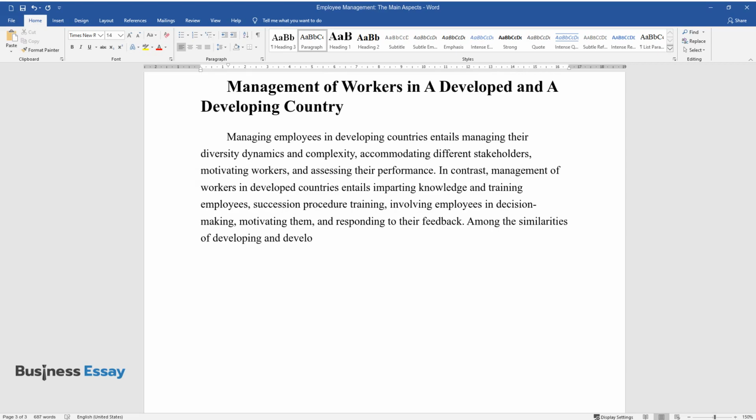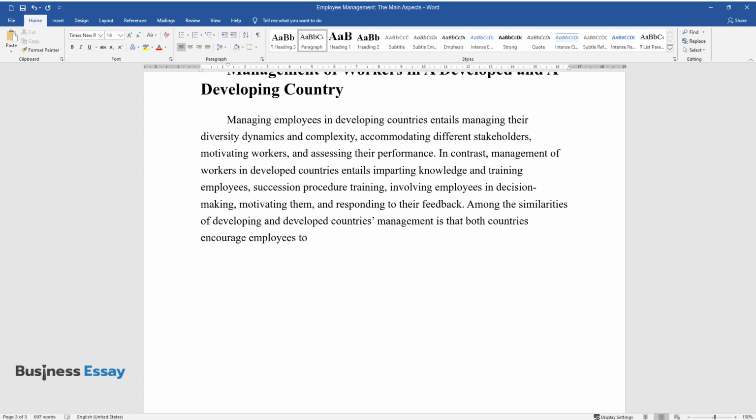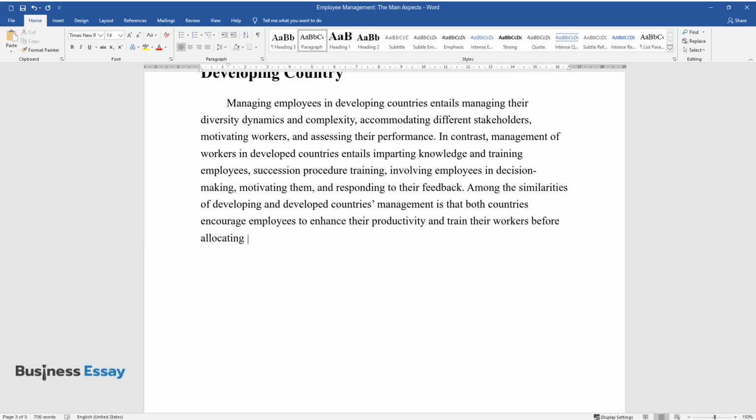Among the similarities of developing and developed countries management is that both countries encourage employees to enhance their productivity and train their workers before allocating them jobs.